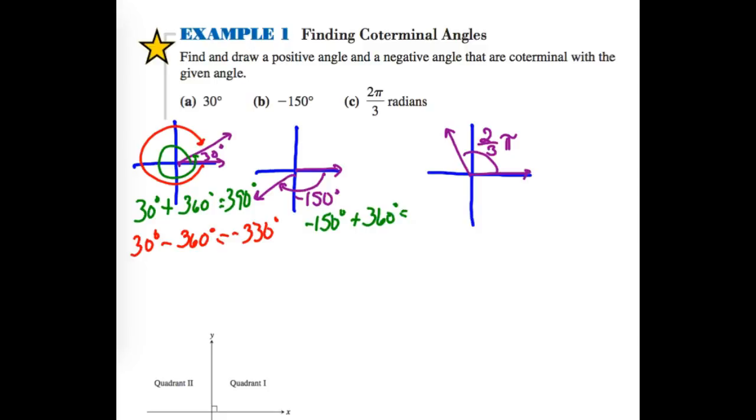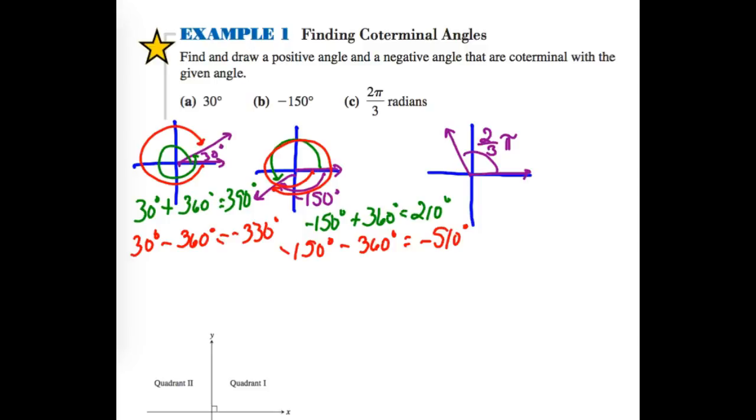360 minus 150. Okay, so a positive 210 degrees would go this direction. Yes? Okay, for the negative one, negative 150 minus 360 puts me at negative, what? 510? Okay, so going in a negative direction, I have to spin an extra time. So I'm going from here all the way around once, and then again to land at my terminal side.